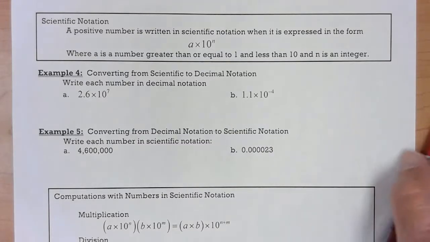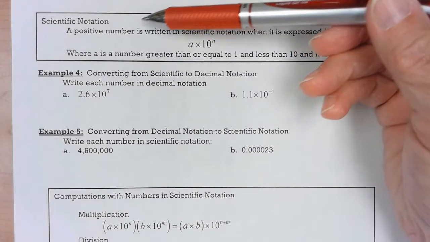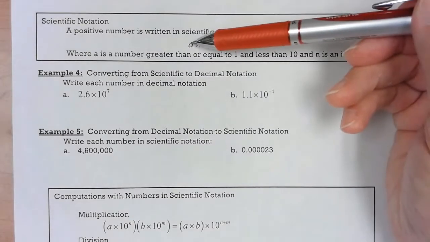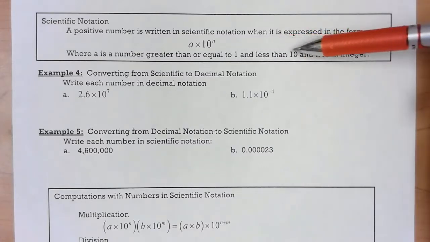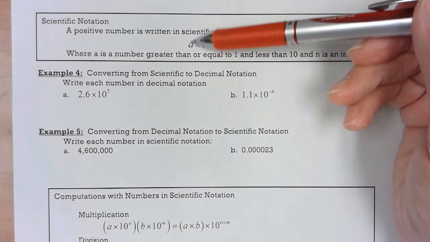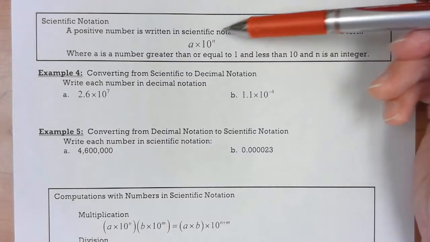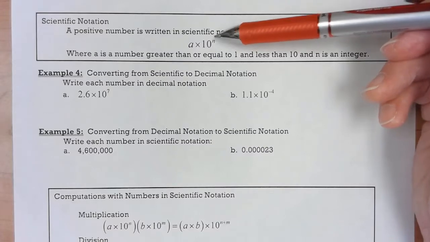Now we're going to look at scientific notation. Scientific notation is always going to be a positive number written in the form A times 10 to the n, where A is greater than or equal to 1 but less than 10. So that means you always have a single digit here. And n is an integer, which means it can be positive or negative.